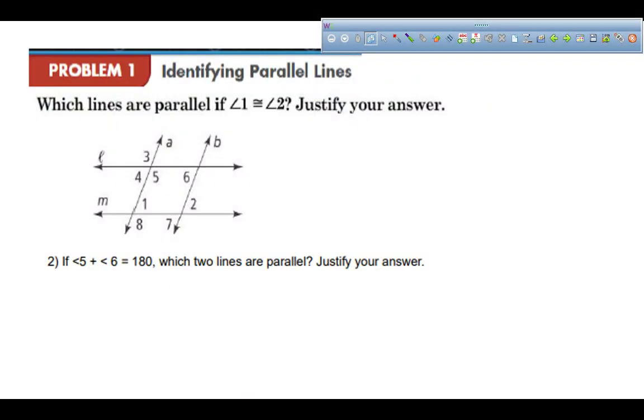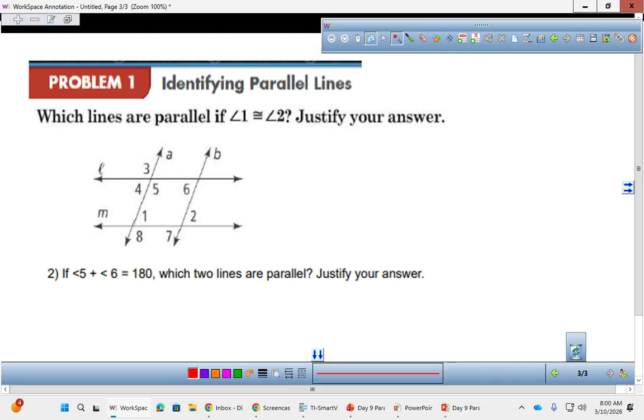So it says, which lines are parallel if angle 1 is congruent to angle 2? So let's look at the lines that make angle 1 and 2. So here's 1 and here's 2. The lines that make angle 1 are these two. So I'm just going to extend the lines that I traced over. And then the lines that make angle 2 are these two. So if I extend those, it looks like this. You don't have to redraw the picture if you don't want to, but I do tend to do that.